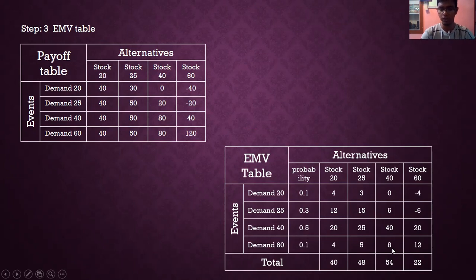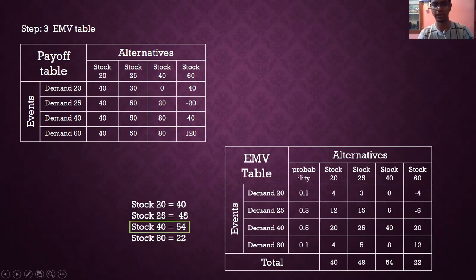Now we have to write the total here. After writing the totals, we have to check. In the EMV table, we have to check for the highest total. Among these stocks of 20, 25, 40 and 60, we have to check which has got the highest total. Here stock 40 has got the highest total, which is 54. So this we have to select.